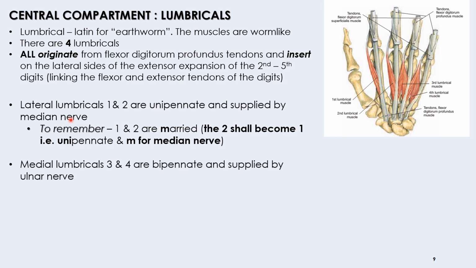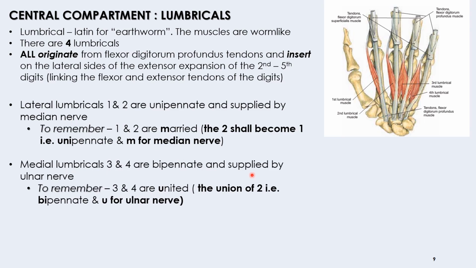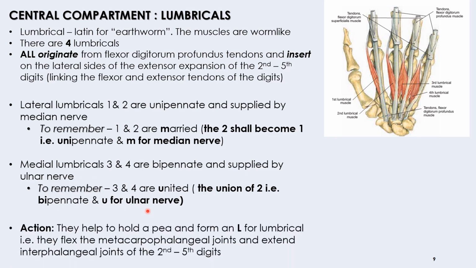And we say that the medial lumbricals 3 and 4, they are bipennate, and they are supplied by the ulnar nerve. And what we use to remember this is that lumbricals 3 and 4 are united, the union of two. That's 2 for bipennate and U for ulnar nerve. So I hope that helps to remember it.